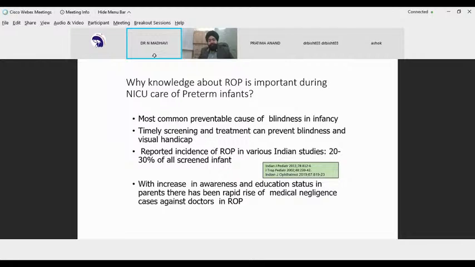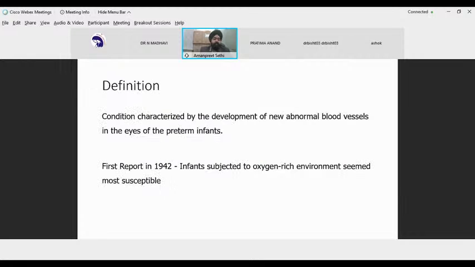incidence of ROP in various studies has been 20 to 30% of all screened infants, and you must be knowing that with increasing awareness and education status in the parents, there has been rapid rise of medical negligence cases against doctors in ROP. So you have to be very careful, and ROP screening is mandatory in all the eligible infants where it has to be done.